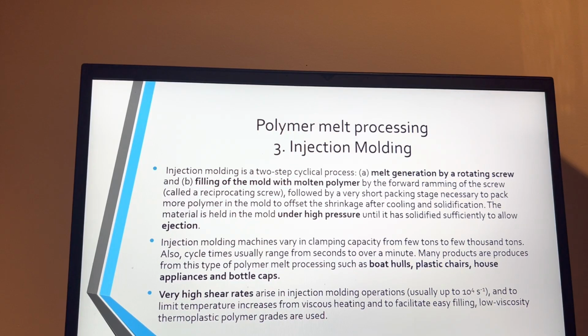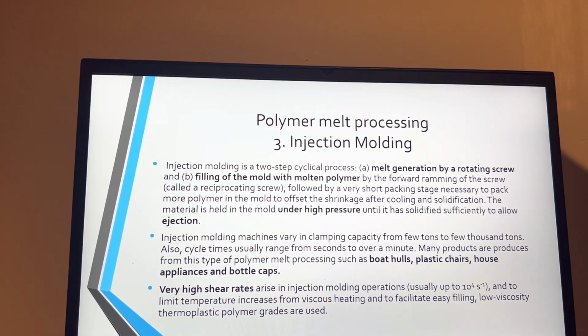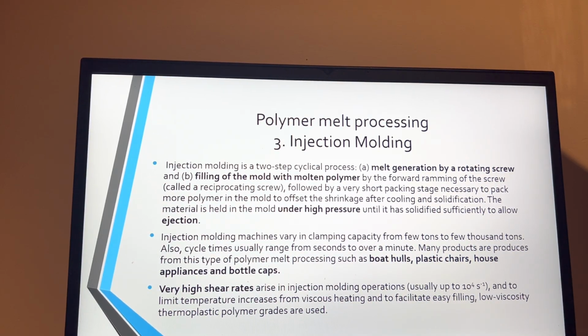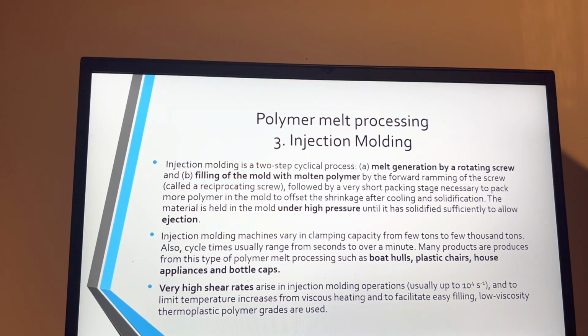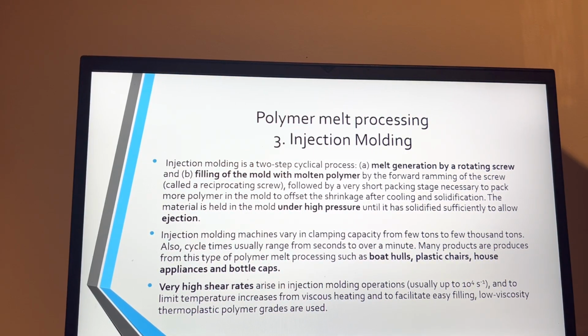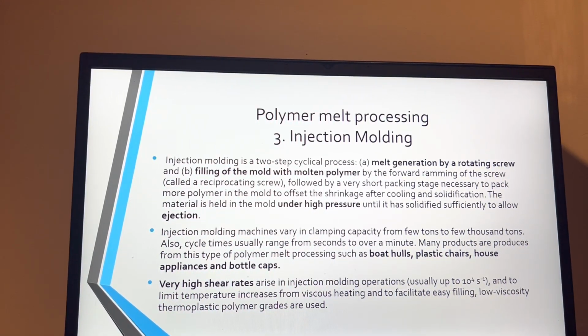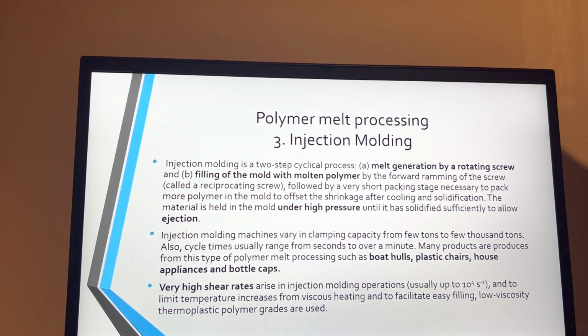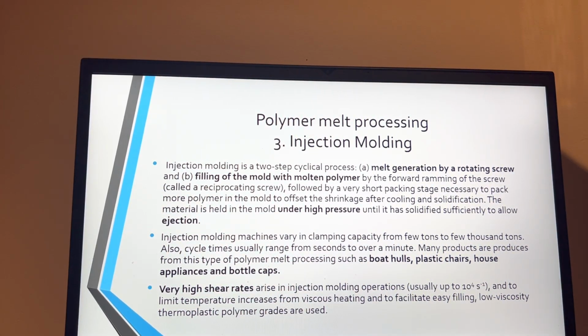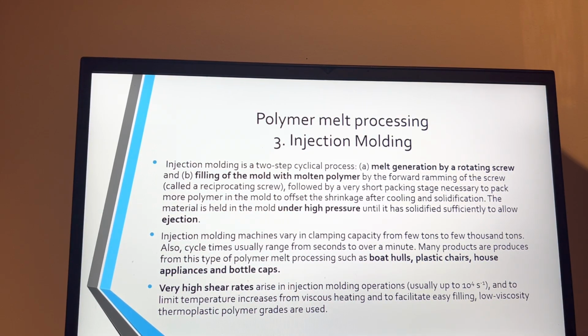Injection molding machines vary in clamping capacity from a few tons to thousands of tons. Also, the cycle time usually ranges from seconds to over a minute. Many products are produced from this type of polymer melt processing, such as boat hulls, plastic chairs, house appliances, and bottle caps. Very high shear rates arise in injection molding operations, usually up to 10^4 per second. To limit temperature increases from viscous heating and to facilitate easy filling, low viscosity thermoplastic polymer grades are used.